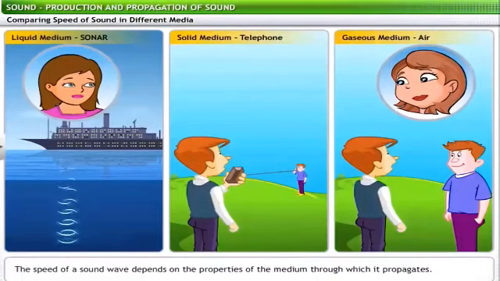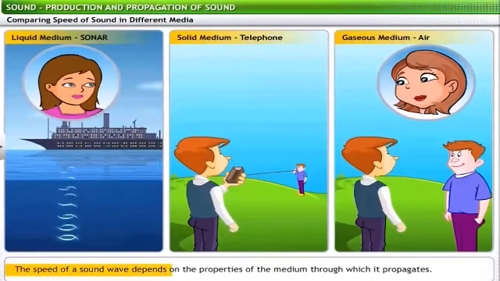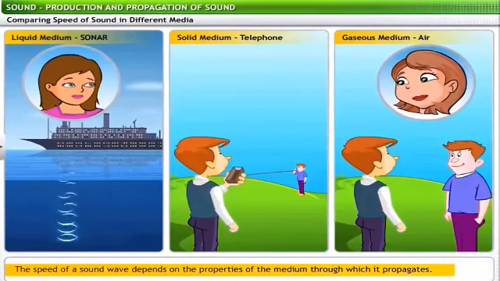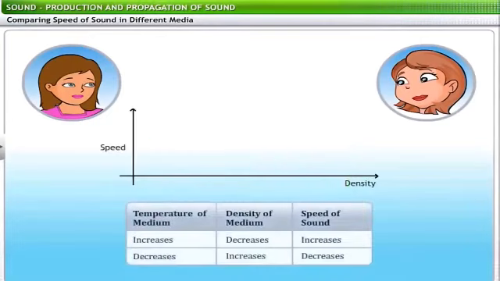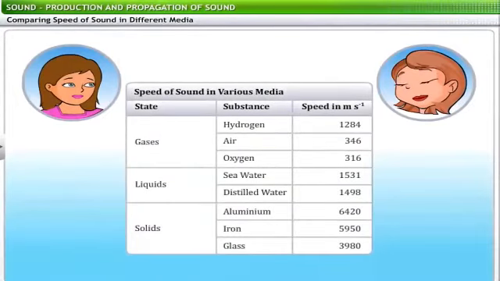What about the speed of sound in a medium other than air? Well, that differs from medium to medium. The speed of sound depends on the properties of the medium through which it propagates. The important properties that affect the speed of sound are the temperature and the density of the medium. If the temperature of a gas increases, its density decreases, resulting in an increase in the speed of sound, and vice versa. The speed of sound in various media at specific temperatures is given in the table. From this table, you can see that sound waves propagate faster in solids than in liquids and gases.